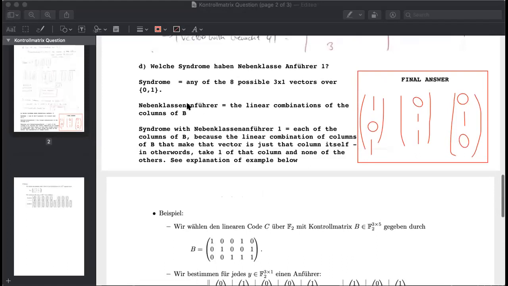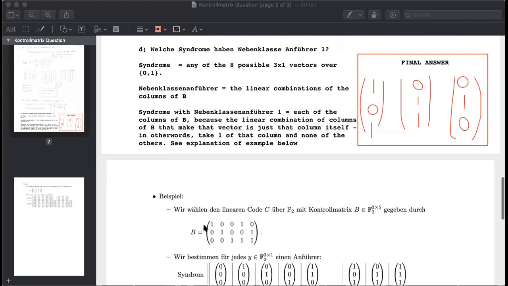The Nebenklassen is just another way of saying the linear combinations of the columns of B. So if you think about the matrix B here and you want to do Bx equals something, what's x going to look like? It's going to be a column vector, so it has 1 column, and it has to be 5 positions long, because otherwise it won't multiply.